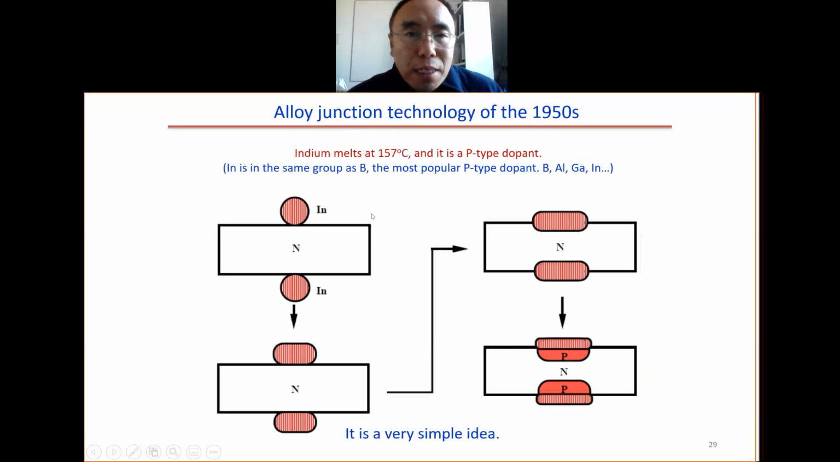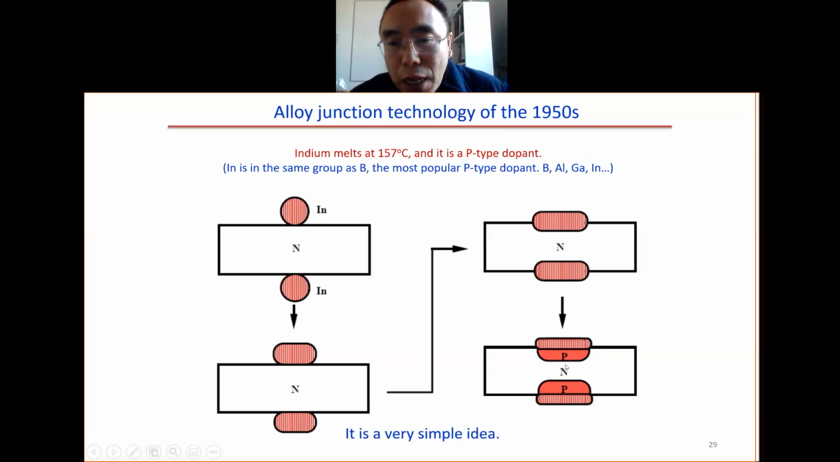The next one is the alloy junction, in the 1950s. So what do you do? You have this N substrate. You put some indium, then you anneal it. The indium melts at 157 degrees, and it is a p-type dopant, because indium is in the same group as boron. So indium is similar to boron. Boron is p-type, so indium is also p-type. So you have the p-type, then you have the PNP. You have this junction transistor.